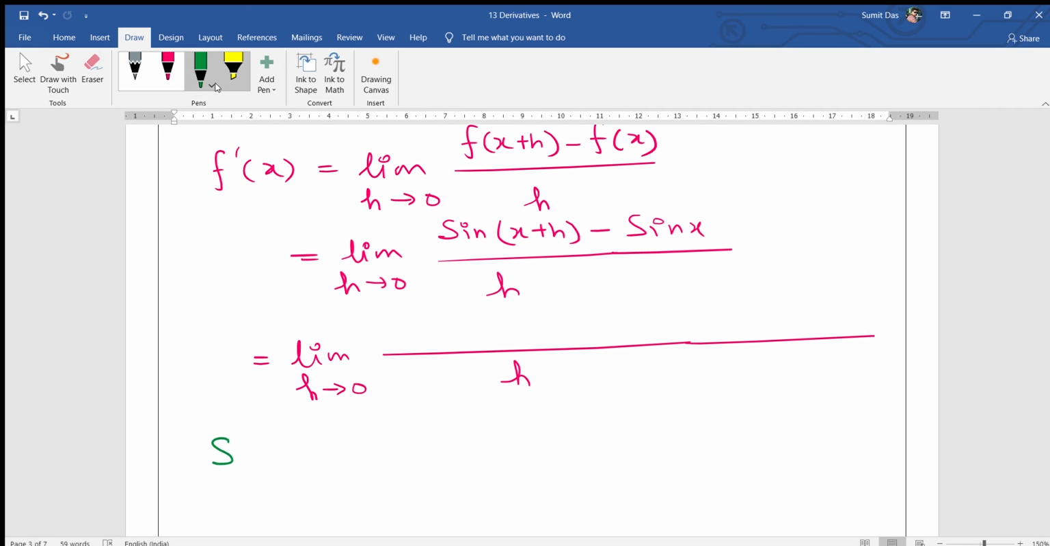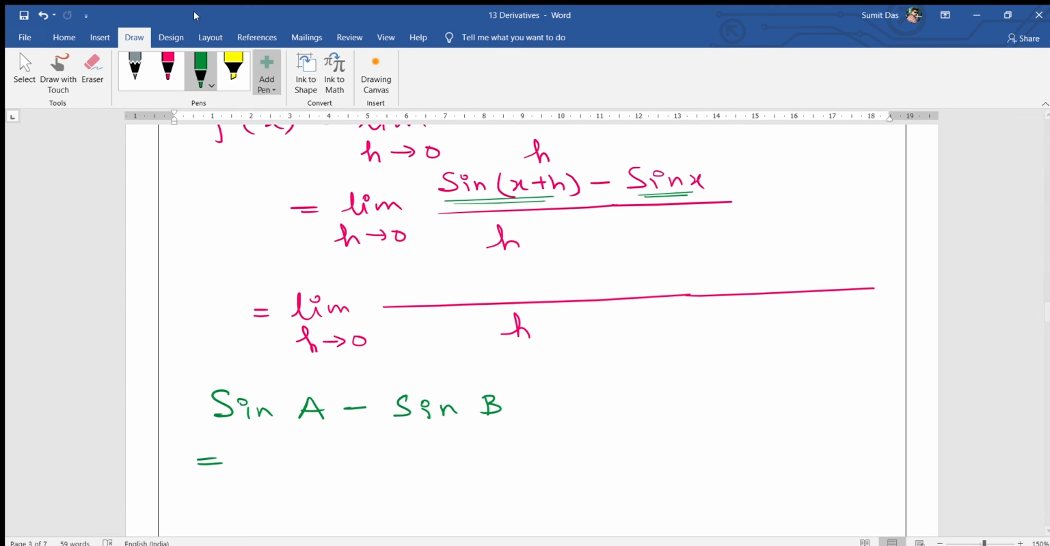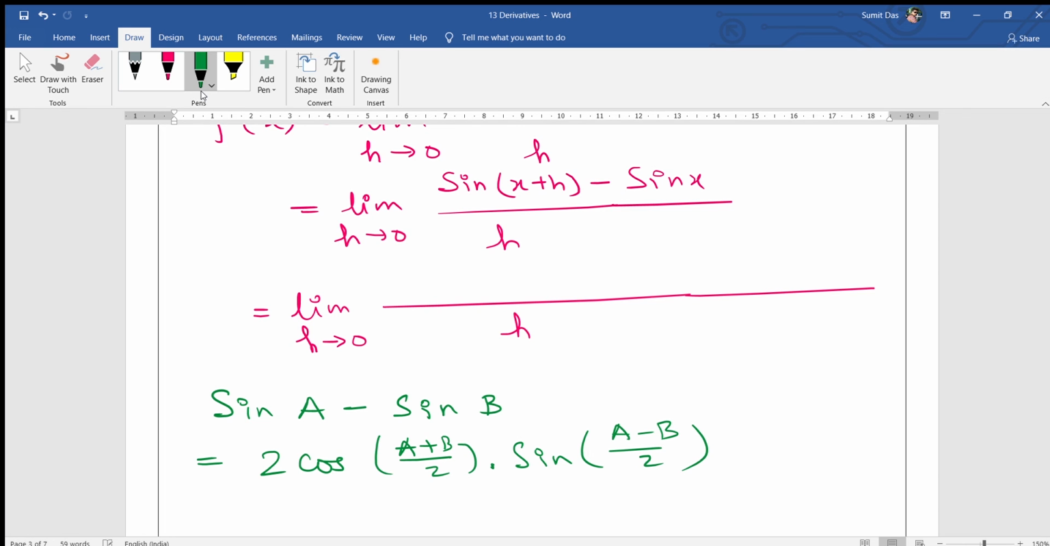Anyone remember this formula? Sin A minus sin B. We'll consider this is sin A and this is sin B. Anyone remember this formula? Sin A minus sin B? I don't think so. So I'm writing the formula is 2 cos (A plus B) by 2 into sin (A minus B) by 2. Okay, this was the formula.